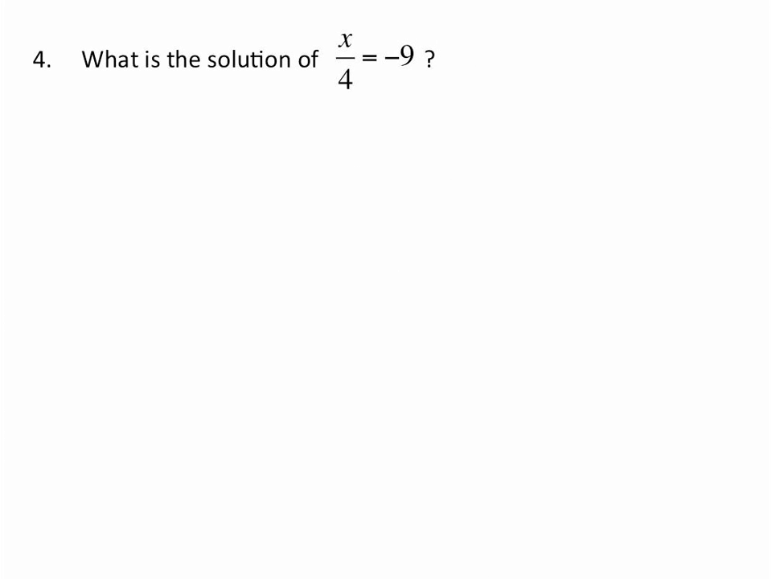What is the solution of x divided by 4? Remember, that fraction bar is a division sign. So to undo a division, I would always do a multiplication. So to undo dividing by 4, I would multiply by 4. Whatever I do on one side, I have to do on the other. And x is simply negative 36.